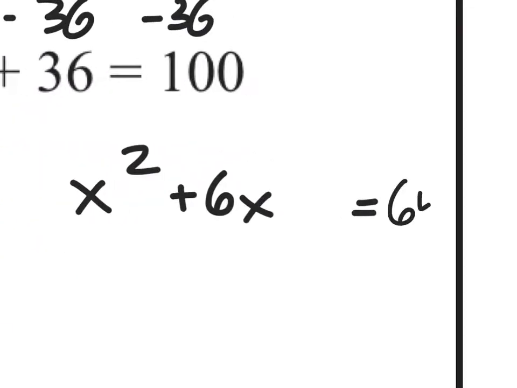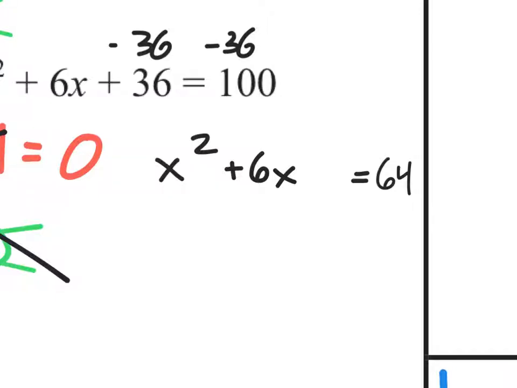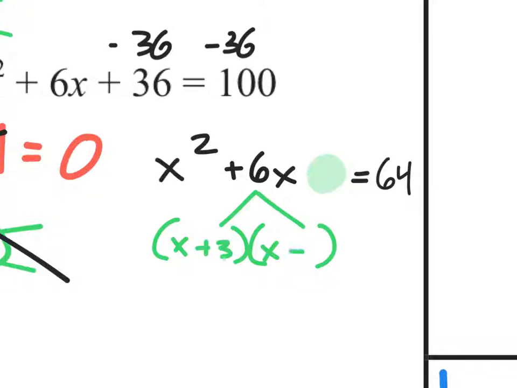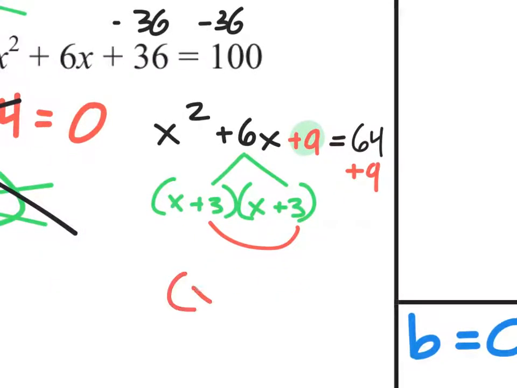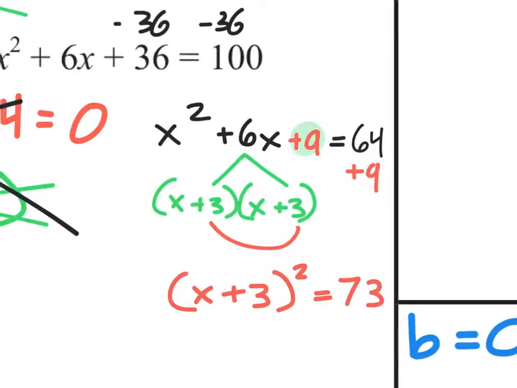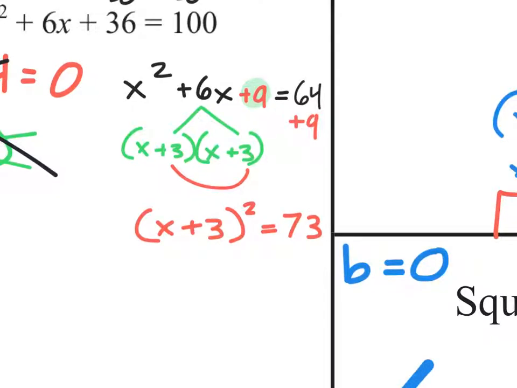Here is a 64. And to determine what number goes here, we do our completing the square process of split the 6 up into 2 equal pieces, figure out what those 2 pieces multiply to, which is a 9, and add that to both sides. Once you add it to both sides, the left-hand side factors to x plus 3 squared, and it's equal here to a 73.